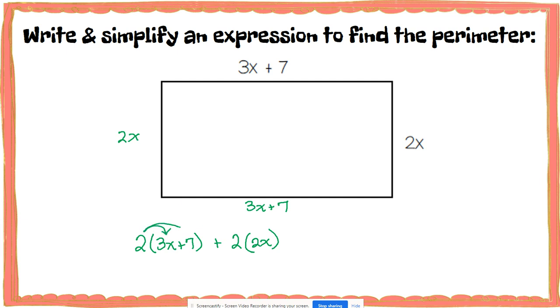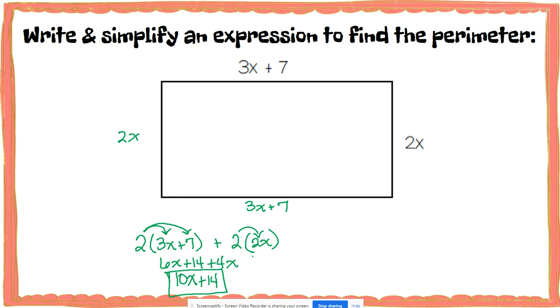If I distribute my 2 here, 2 times 3x is 6x, and 2 times positive 7 is positive 14. Then I would be multiplying this positive 2 times this 2x. So 2 times 2x is positive 4x. Then I would combine my like terms. I see that I have 6x plus 4x, which gives me 10x, and then I have a constant of 14. So the perimeter of this rectangle would be 10x plus 14.